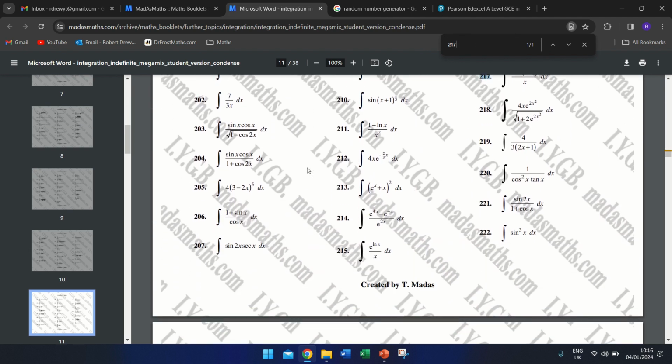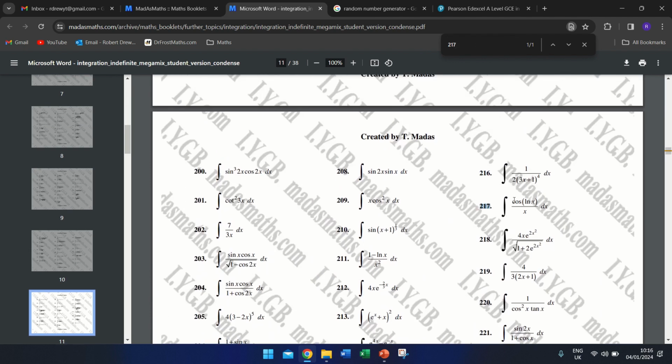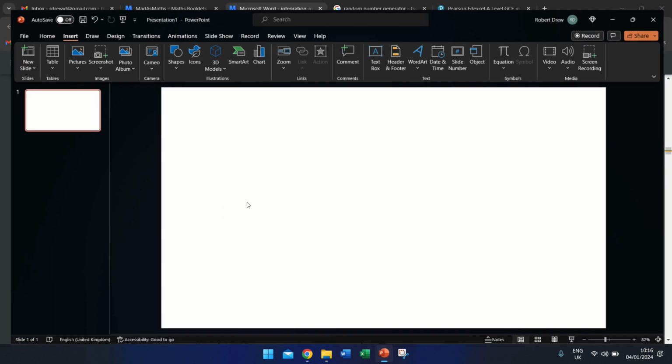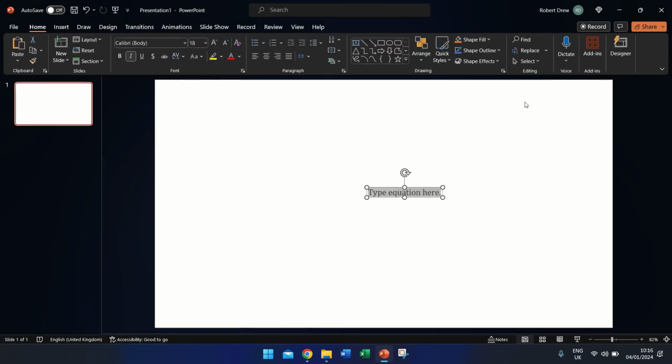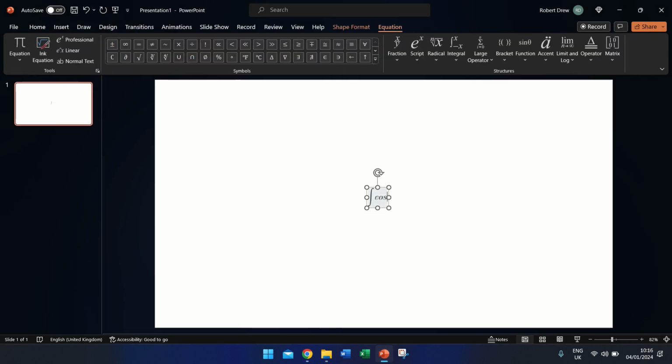217. Sorry for being confused there. Just an old man. Right, cos of log of x over x. This looks fun, so let's break it out. So it's the integral of cos of x. No, sorry, it was cos of, in brackets, log of x, right? I don't think it was cos of x log of x, but I will check, of course.